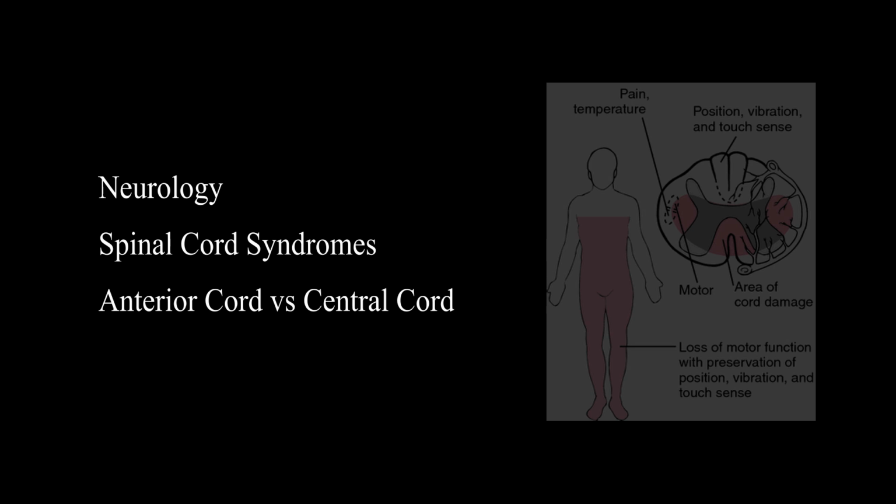Well, you lost the lateral corticospinal tracts. You lose pain and temperature because you lose the lateral spinothalamic tracts. Now, what's intact? Proprioception, vibratory sensation, and light touch. These are the dorsal columns. These are on the back of the spinal cord.